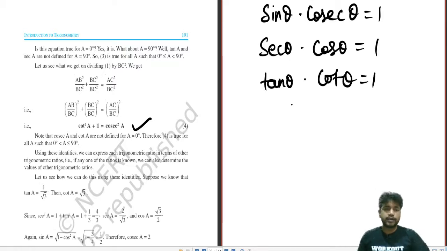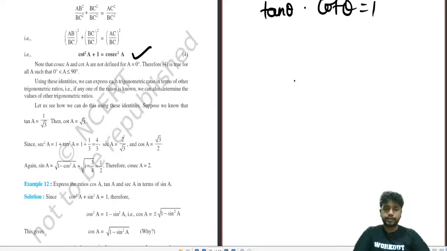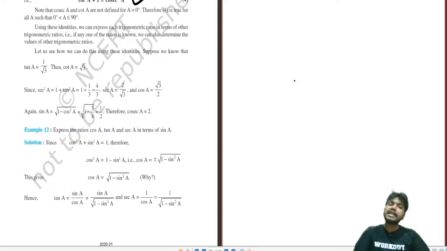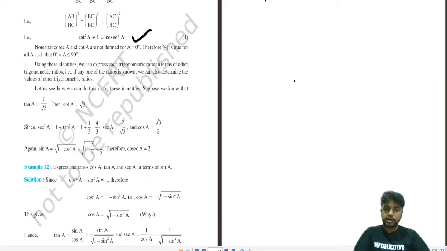So moving on further, we'll deal with the sums. Okay, we will be dealing with each and every example in this video. So looking further with example 12, we will look into example 12. Express cos A, tan A, sec A in terms of sin A. This is a very important topic to be understood. Why are we expressing all the trigonometric terms in terms of sin A? In the book it is given cos, tan and sec.